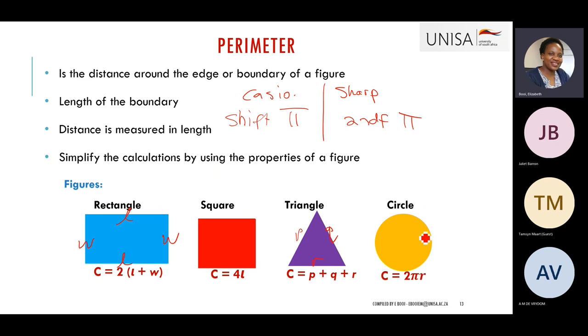Your r is your radius. The distance from one side of the circle to the other side is what we call a diameter. When a diameter is split into two equal parts, it creates a midpoint, and that midpoint creates two equal parts, of which one we call the radius. So you need to remember that for a circle, we use 2 pi r. Your pi is the function on your calculator. Your r is your radius, which is half of your diameter.